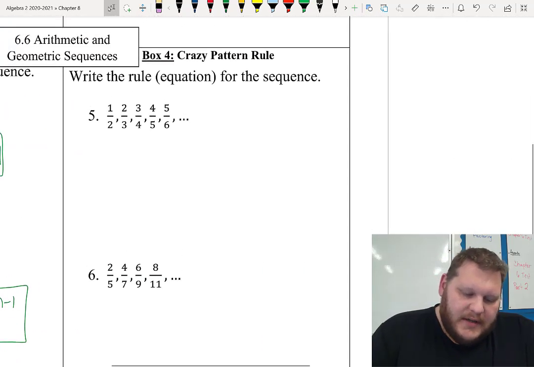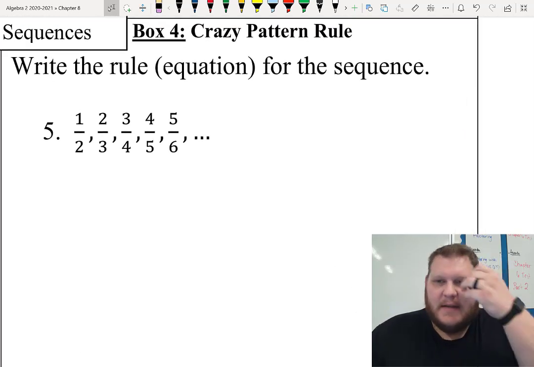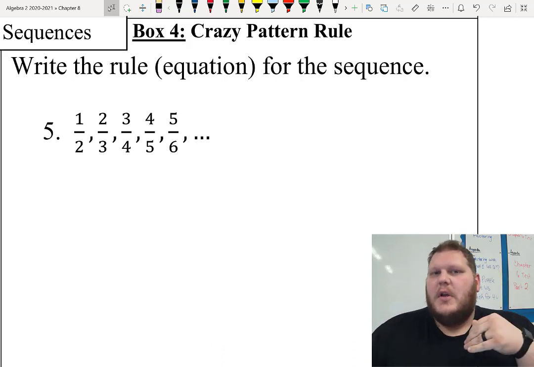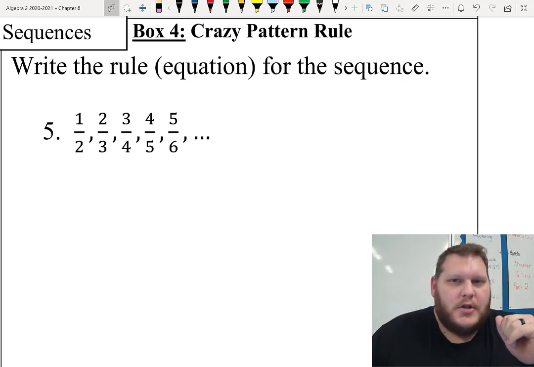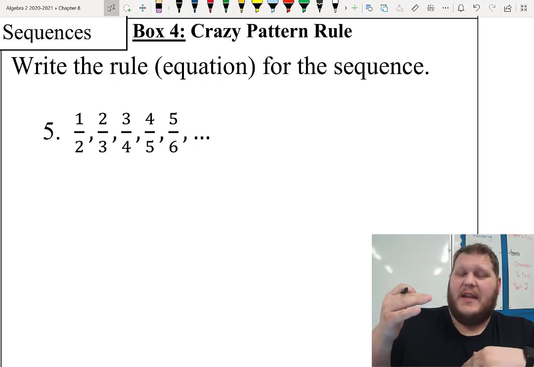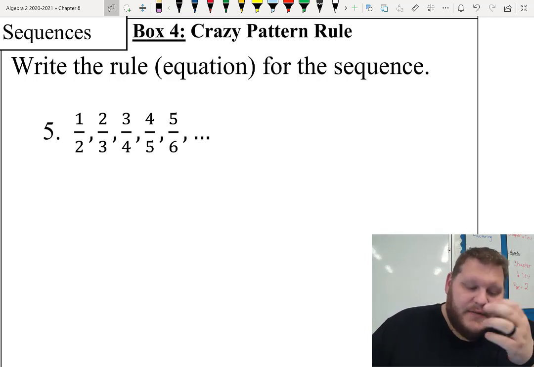Box 4 is some weird patterns. They called it crazy patterns up here in the title of this box. But it's just looking at things a different way. It doesn't necessarily follow an arithmetic pattern or a geometric pattern. Sometimes it's a combination of them. Sometimes it's totally different, and you have to do some kind of next level thinking to try and figure out what that pattern is. But I always find it helpful.